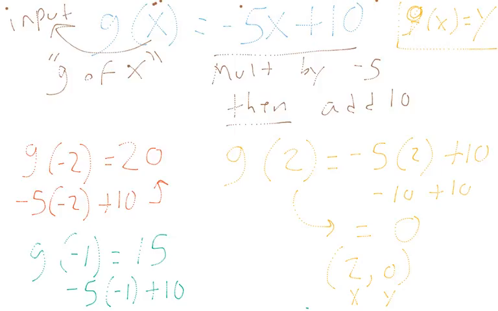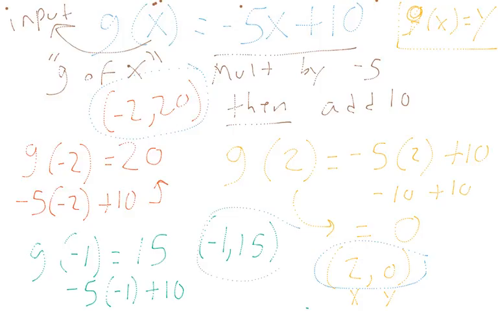So that's a point. The point -1, 15 would also be graphed here. If I graphed it, I'm not graphing it here, but if I did, the point -2, 20 would also be graphed here. So these 1, 2, 3 are all points in this function.